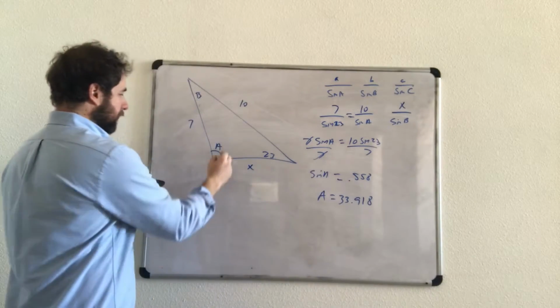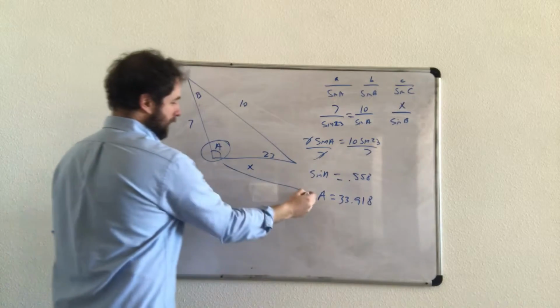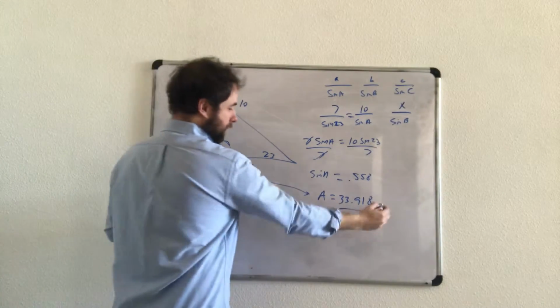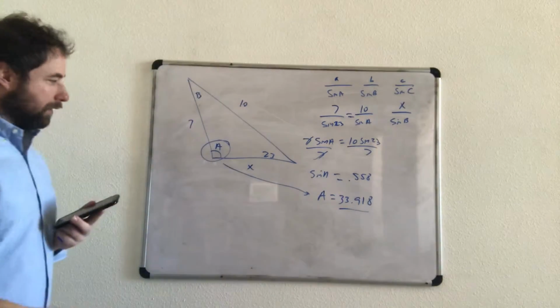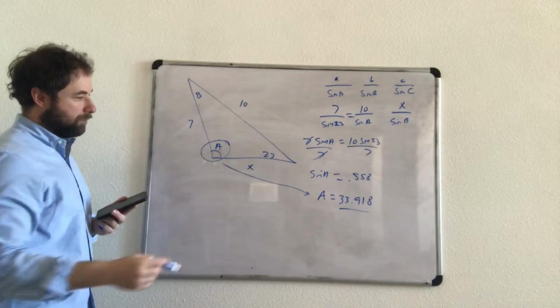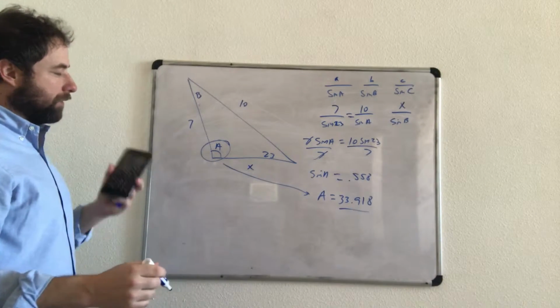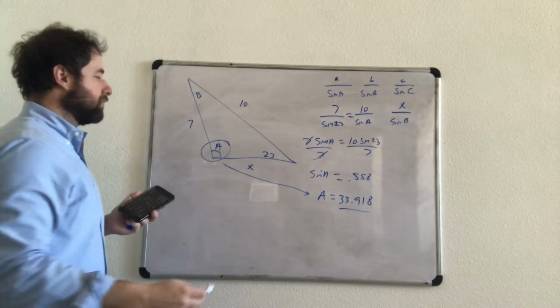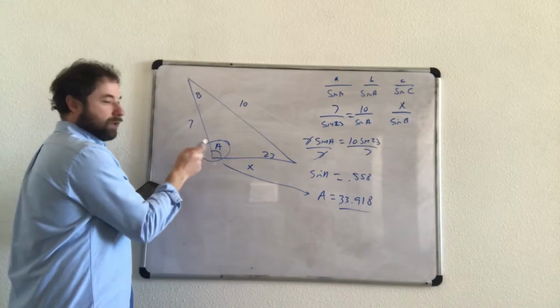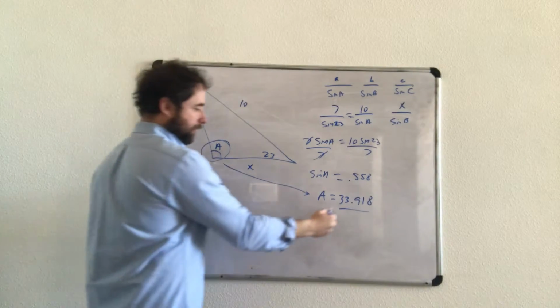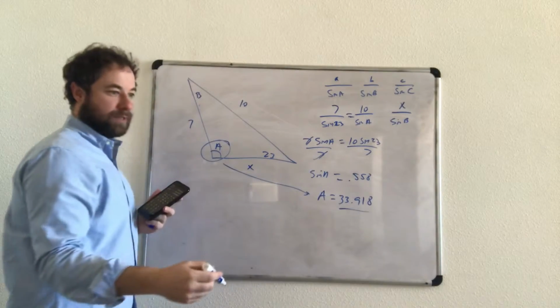Now, if you'll notice, it is obvious that that is not the correct answer, because 33 is an acute angle, and this clearly is an obtuse angle. But your calculator doesn't know it. So basically, A is a second quadrant angle, and your calculator gave you a first quadrant angle.